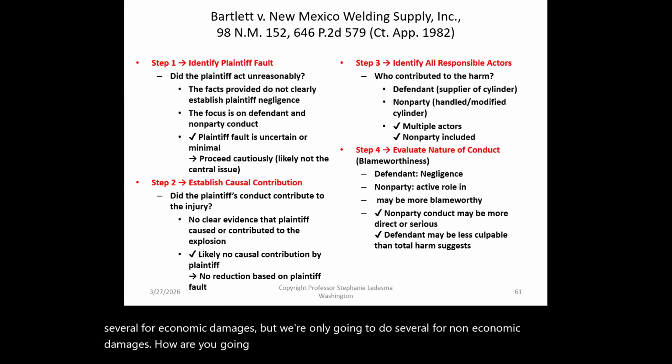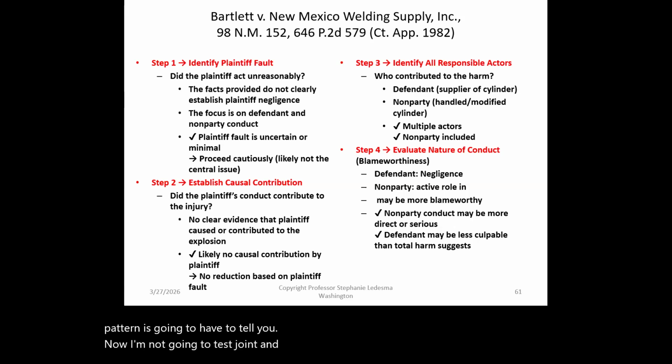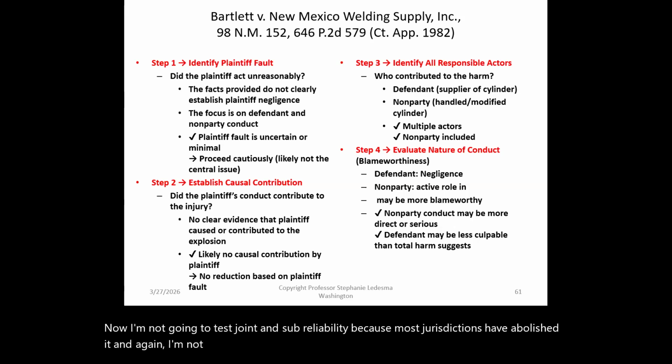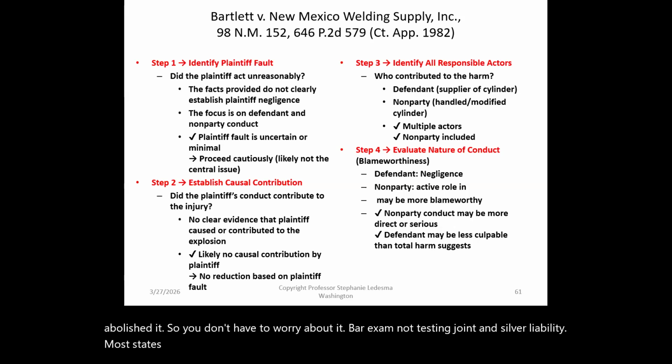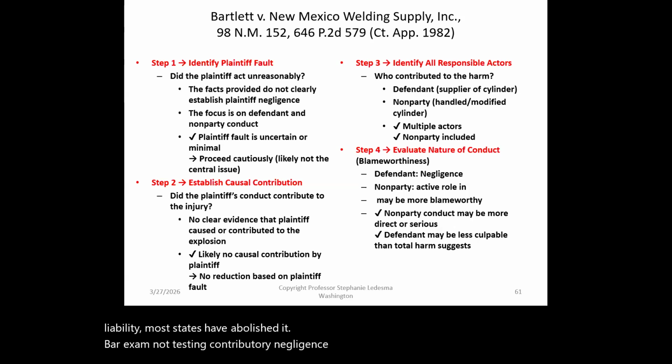You're going to know because you're going to read the fact pattern, and whether it is a hypothetical or a multiple choice, the fact pattern is going to have to tell you. Now, I'm not going to test joint and several liability because most jurisdictions have abolished it. And again, I'm not testing contributory negligence because most of the states have abolished it. So you don't have to worry about it. Bar exam, not testing joint and several liability. Most states have abolished it. Bar exam, not testing contributory negligence. That's if you're taking one of 49, right?